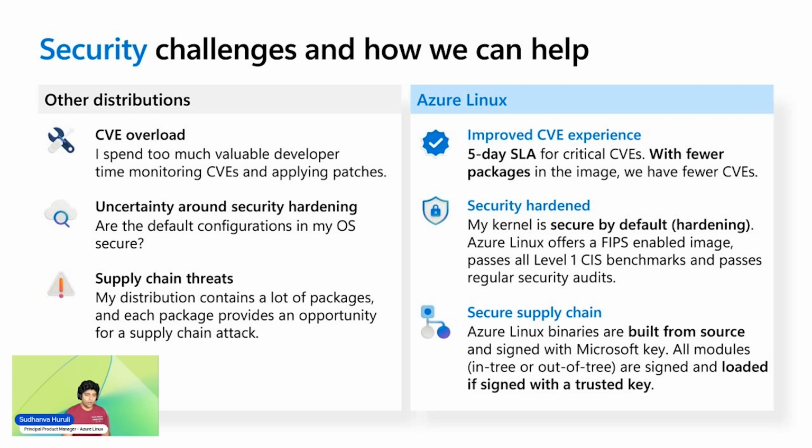Security hardening: all the major components, whether it's the kernel or containerd, have secure default configurations. This is reflected in us passing all level 1 CIS benchmarks. We also offer a FIPS-enabled image for free for those who need that level of compliance. And lastly, Azure Linux binaries are built from source and signed. Any modules that people are loading, in-tree or out-of-tree kernel modules, are only loaded if they're signed with the trusted key.